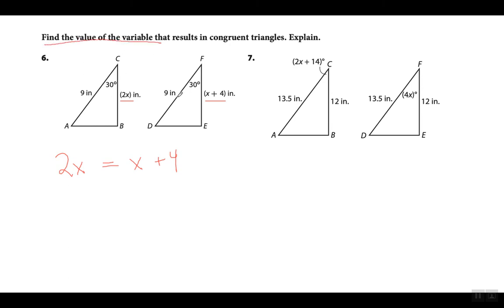¿Ok? Para que estos dos triángulos sean congruentes con la información que nos dieron, que es lado, ángulo, lado, ya este lado es igual, este ángulo es igual a este, así que lo que falta es que este lado sea igual a este lado. Así que eso es para que sean congruentes. Así que eso es como voy a escribir mi ecuación. Ok, 2x tiene que ser igual a x más 4.